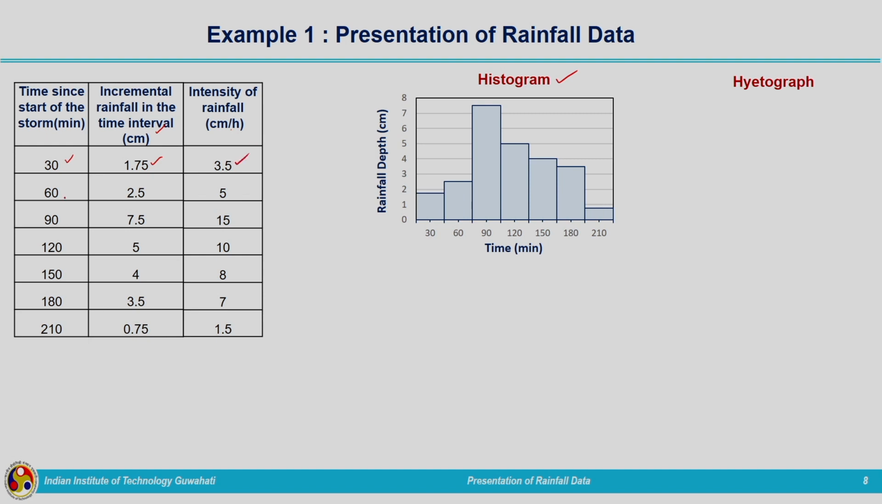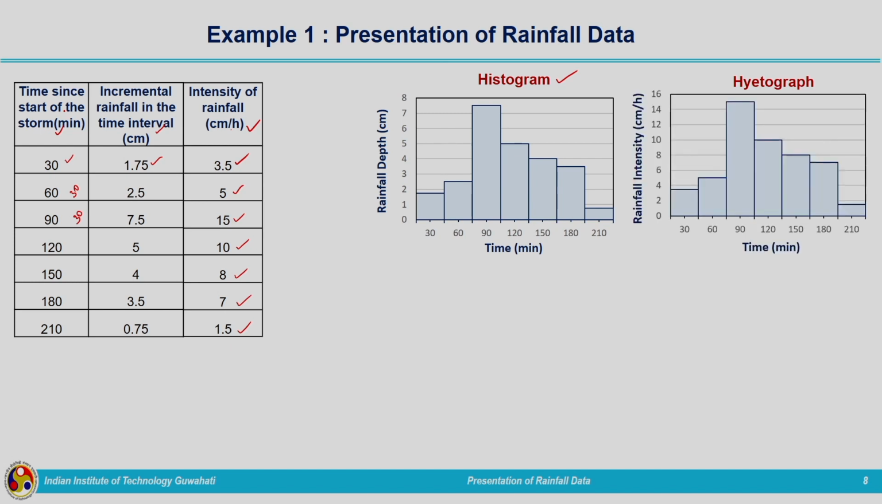Now, coming to the second interval, what is the time? 30 minutes, 60 minutes, the time interval is again 30 minutes. So, you should be careful about the time. The time interval is 30 minutes in all the cases. So, you will be dividing the rainfall depth by that particular incremental time. That way you will get the rainfall intensity corresponding to each and every increment. This intensity will be plotted against the time, that is the hyetograph. Rainfall intensity in centimeters per hour and time in minutes is plotted.